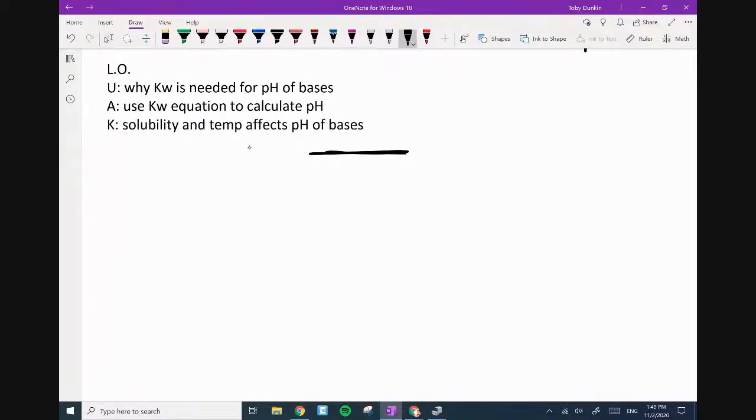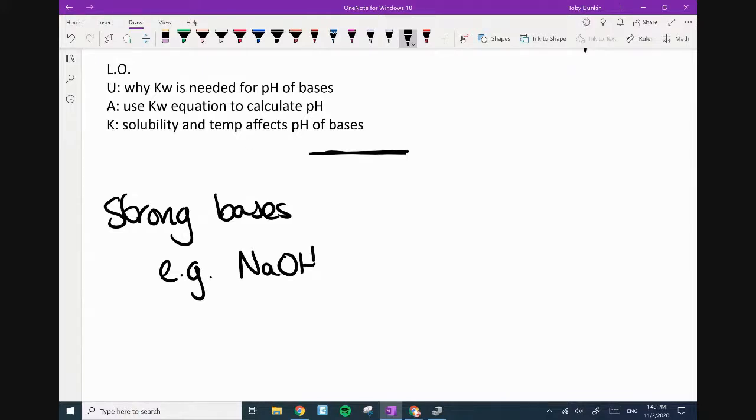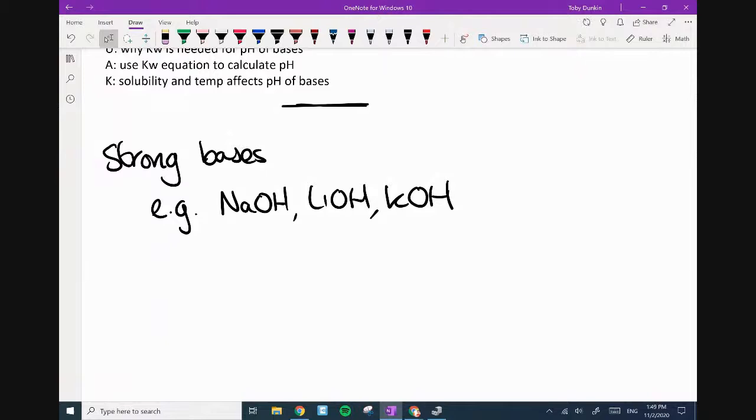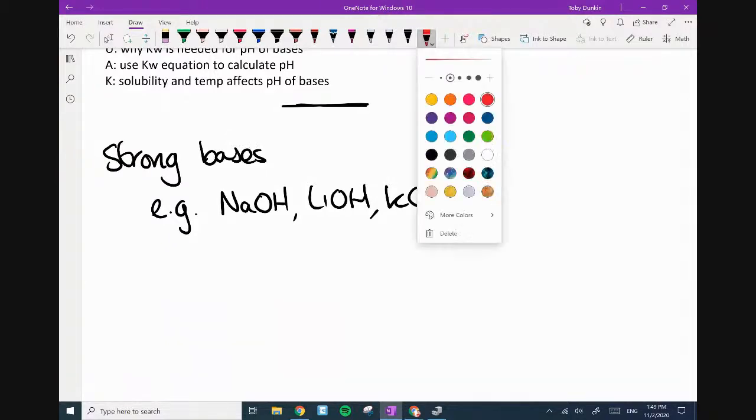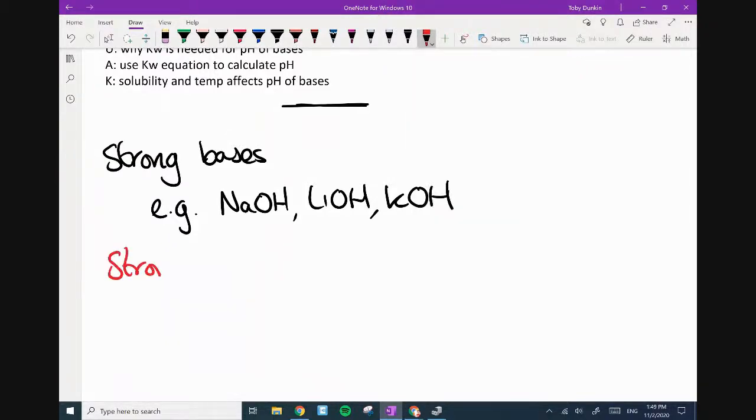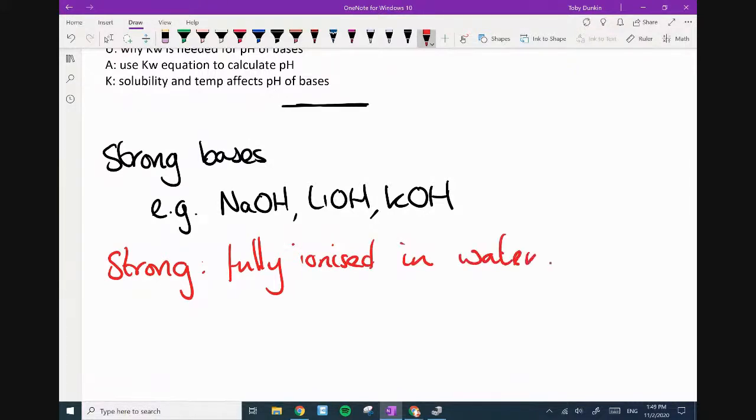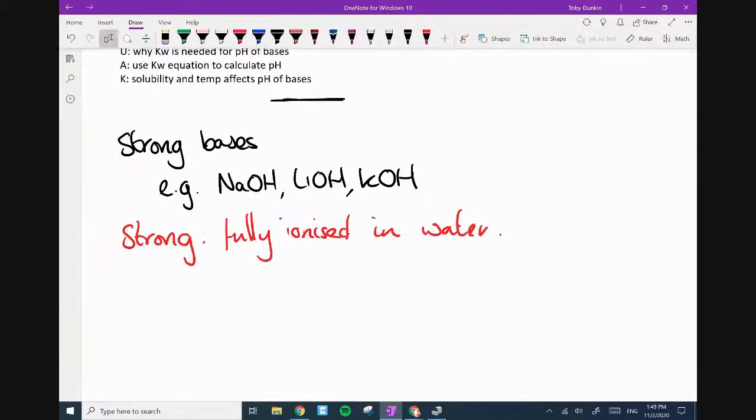Okay, so strong bases. First thing we need to mention, guys, is what strong bases are and some examples. Strong bases, e.g., sodium hydroxide, lithium hydroxide, potassium hydroxide. All the group 1 hydroxides are considered strong. Nice to remind ourselves of the definition of strong: fully ionized in water.